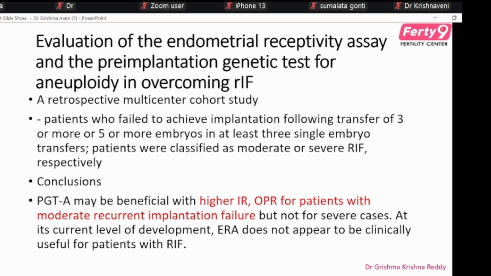This study evaluates the endometrium for aneuploidy, ERA and PGT for aneuploidy in overcoming RIF. It is a retrospective study of patients who failed to achieve implantation following transfer of 3 or more, or 5 or more, embryos in at least 3 single embryo transfers. Moderate RIF is 3 or more failed embryos, severe is 5 or more. The conclusion is that PGTA may be beneficial with higher implantation rate and ongoing pregnancy rate for patients with moderate, but not for severe cases. At its current level of development, ERA does not appear to be clinically useful for patients with RIF.